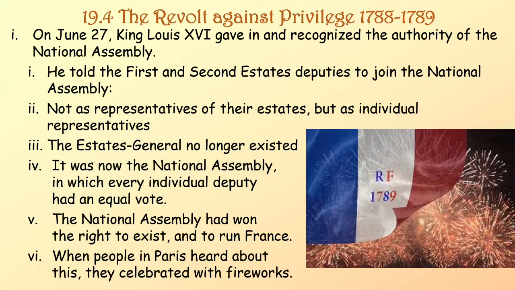On June 27th, King Louis XVI gave in, and he recognized the authority of the National Assembly. And he told the First and Second Estates to join the National Assembly, not as representatives of their estates, but as individual representatives. The Estates General no longer existed. It was now the National Assembly, in which every individual deputy had an equal vote. The National Assembly had won the right to exist and run France. And when the people of Paris heard about this, they celebrated with fireworks.